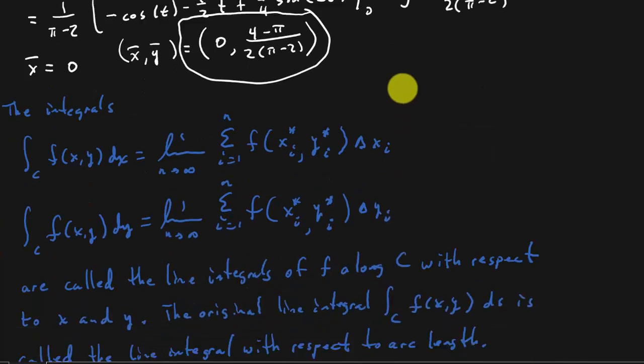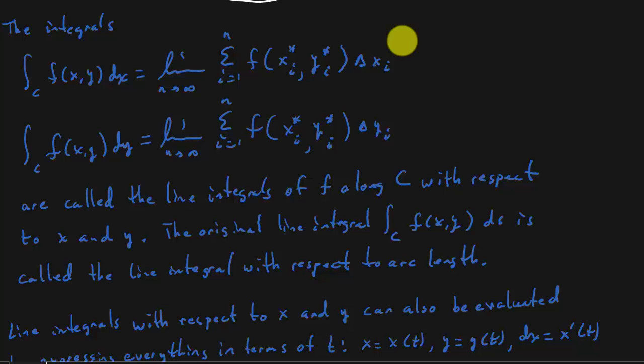It says the integral over curve C, f of x, y, dx, is equal to this, and the integral over curve C, f of x, y, dy, is equal to this, are called the line integrals of f along C with respect to x and y. Okay, so remember before it was ds. Now we're doing with respect to dx, dy, and we were integrating with respect to t. It says the original line integral, integral over curve C, f of x, y, ds, is called the line integral with respect to arc length. Okay, that's what we're doing. We're busting that curve up into little arcs.